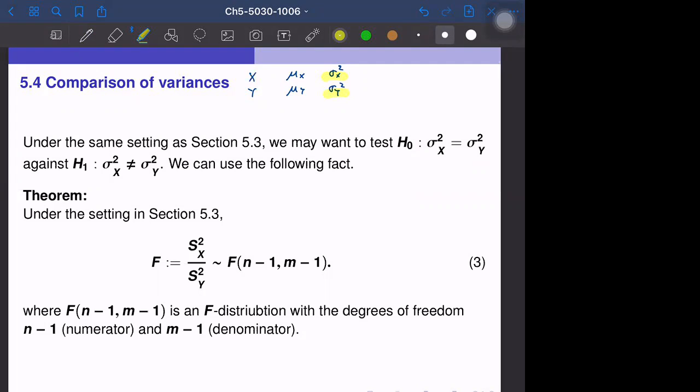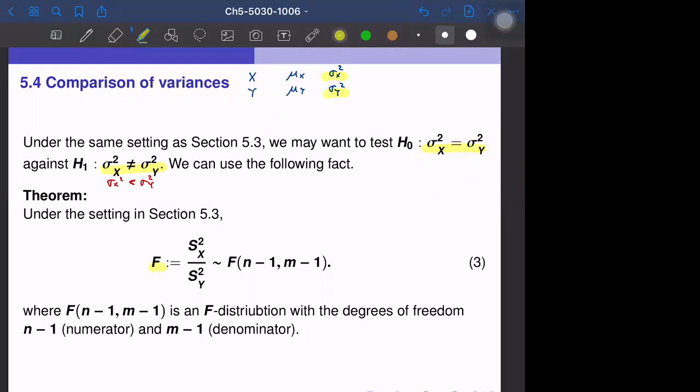So the null hypothesis is sigma x square is equal to sigma y square, and the alternative is sigma x square is not equal to sigma y square. Of course, we can also test sigma x square is less than sigma y square, or sigma x square is larger than sigma y square. And the test statistic is this F.